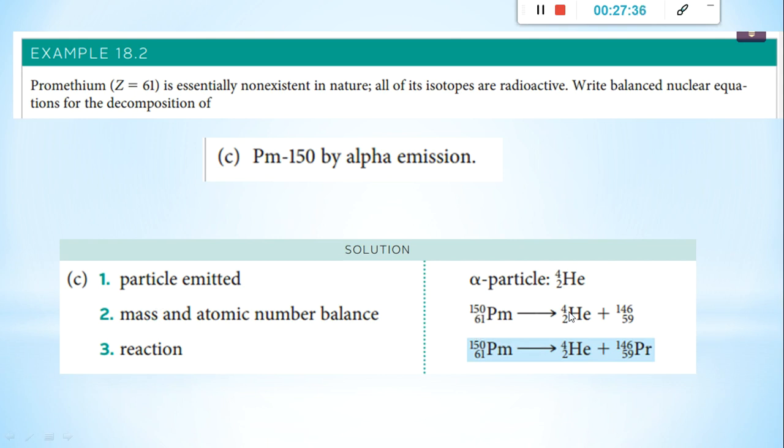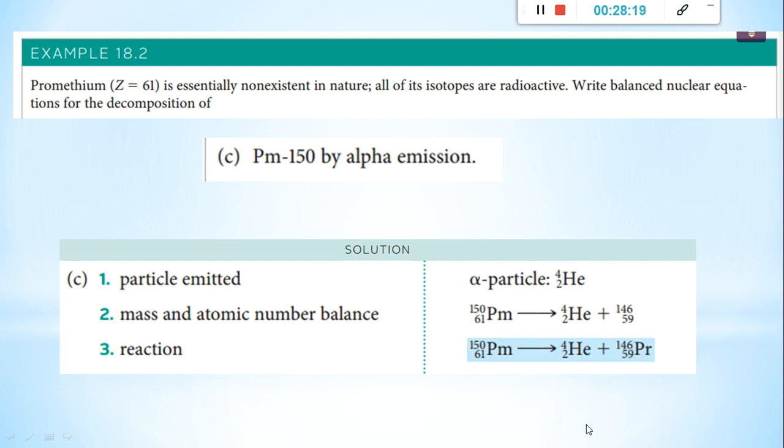So 150 minus 4 because of the mass number of helium. So we have here 146. And 61, the atomic number of promethium, minus 2 because of the atomic number of helium. So we have here 59. What is the element which has atomic number of 59? If we check on the periodic table, we have praseodymium.